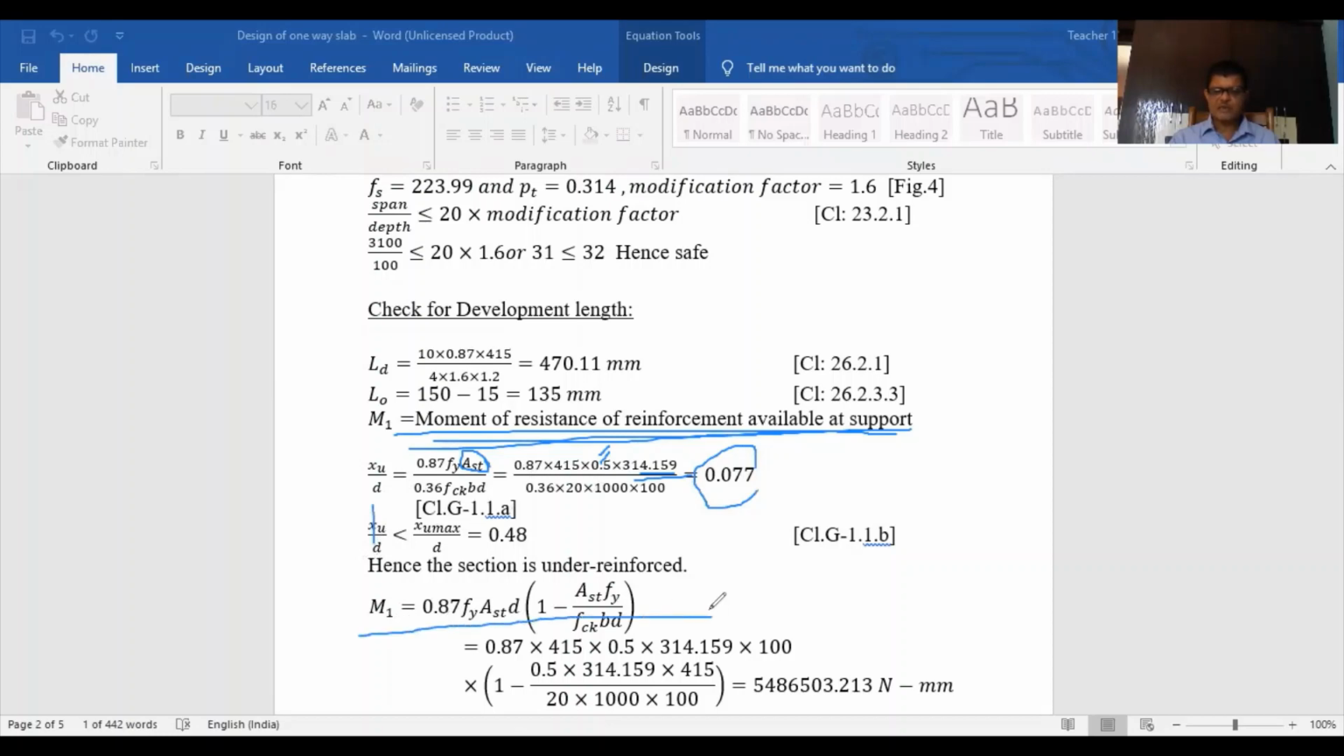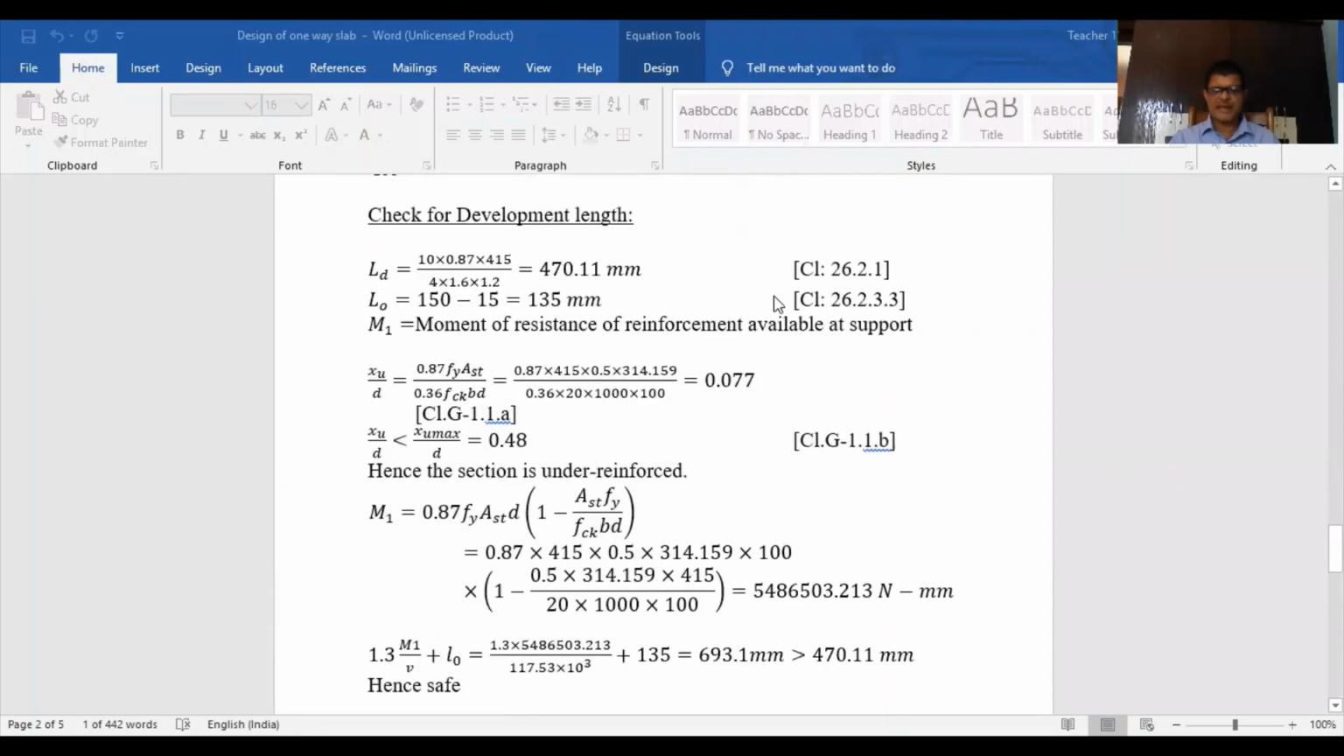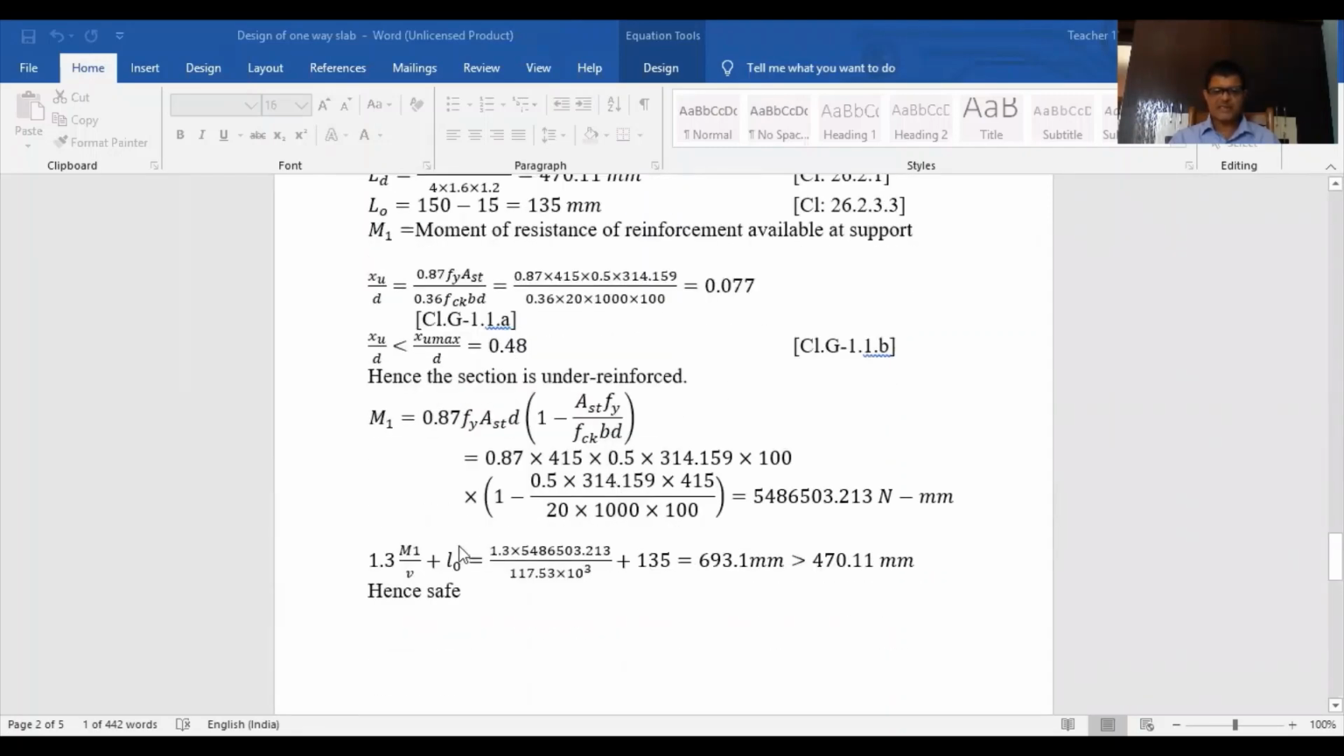So find the moment of resistance using the formula given on page number 96. The only thing is that b will be equal to 1000 because this is a slab. So you can find the moment of resistance value. Then once you find it, check the clause for development length given on page number 47 or 48. You can calculate 1.3 M1 by V plus L0, and LD shall be less than this. So this value is coming 693, and the LD value is 470. So LD is less than or equal to this value.